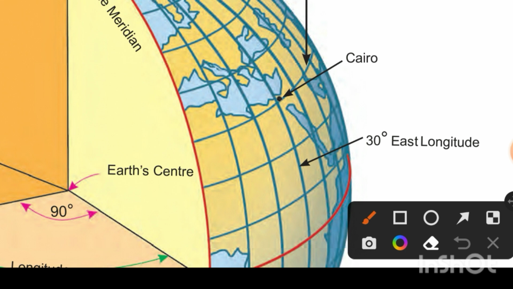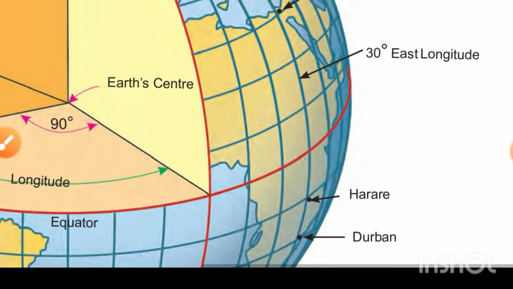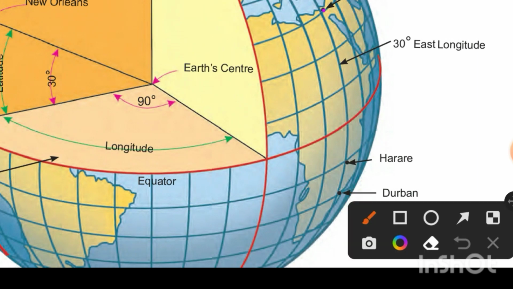So Cairo, if you draw this line straight here, they are in the same line. So if I ask you the longitude of Cairo, Harare, Durban, they are at different places in the same country, but still you will say 30 degree east longitude. Cairo is in 30 degree east longitude. Harare, Durban, all three places are at 30 degree east longitude.